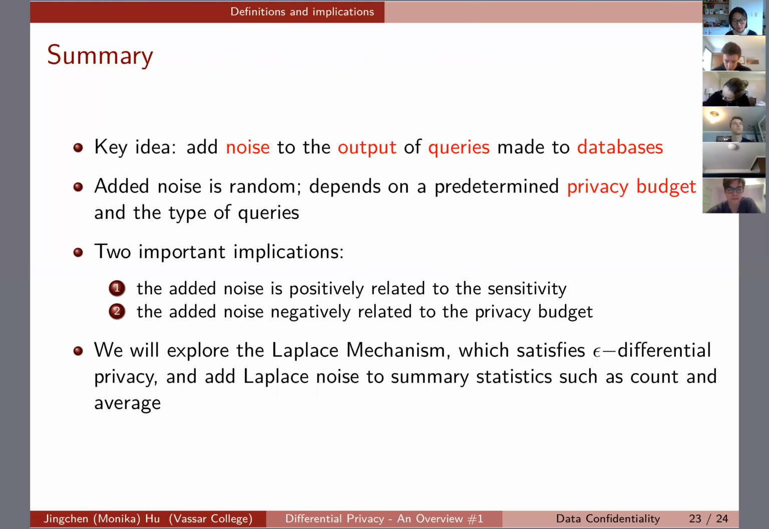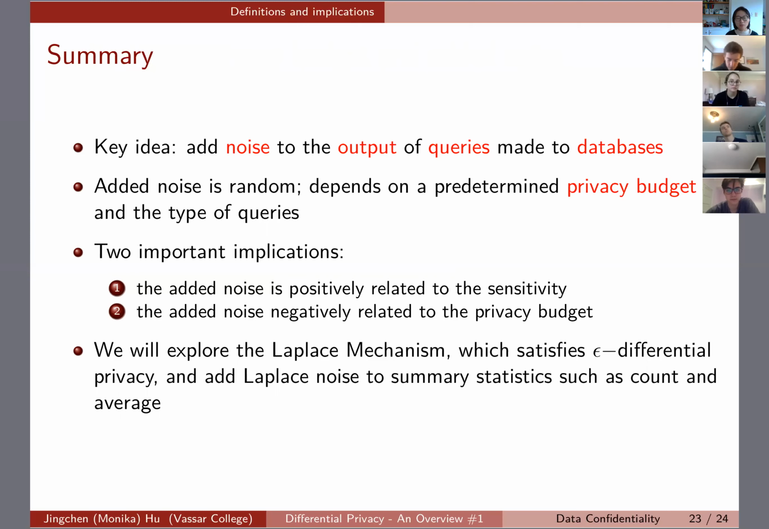And a quick summary here. We know that for differential privacy, we're working with summary statistics. Okay, they're the outputs. So the key is to add noise to the output of queries made to databases. We are adding noise randomly, and the noise depends on a predetermined privacy budget and the types of queries. We have covered two important implications. Added noise is positively related to the sensitivity and negatively related to the privacy budget.